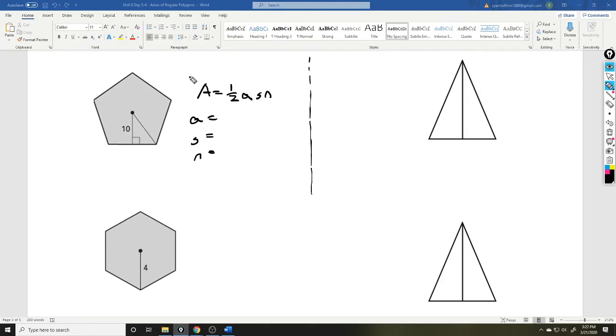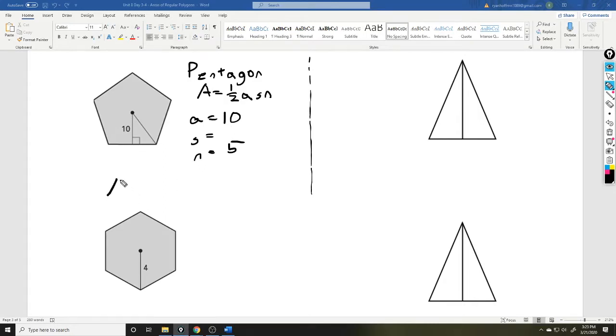First off, I hope you know this is a pentagon. Pentagon because it has 5 sides. Oh, 5 sides, that's n. And what we're given is, again, this height from the center dropped down. That's the apothem. It's 10.